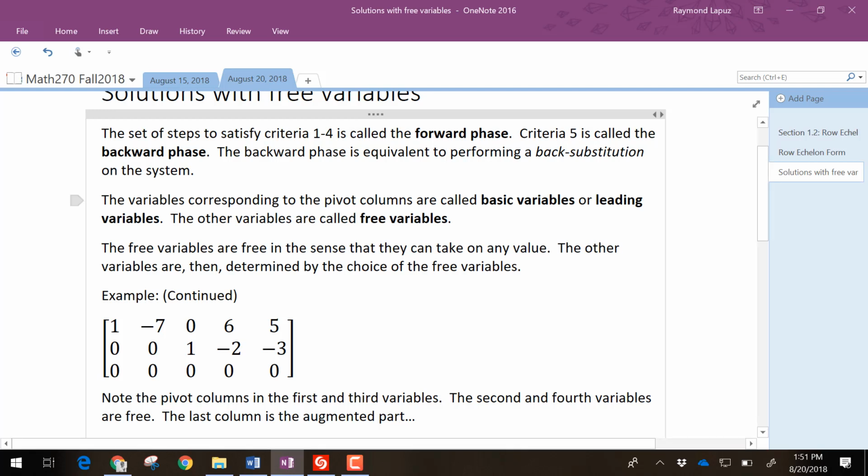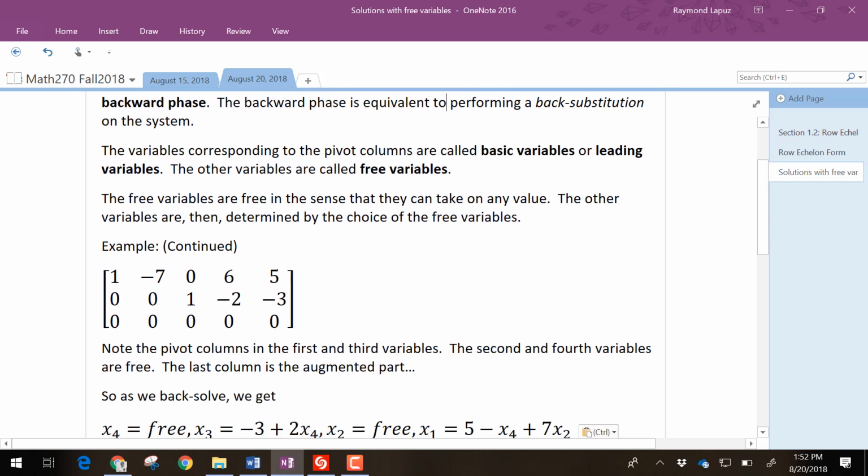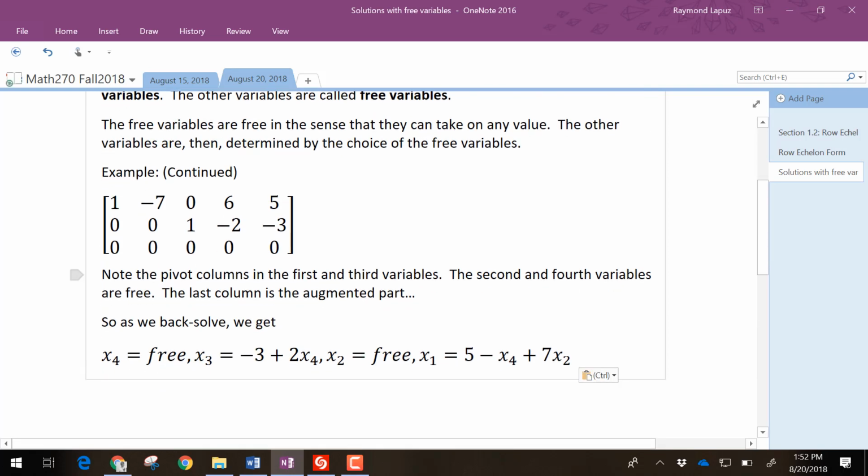Variables corresponding to the pivot columns are called basic variables or regular variables or leading variables. And the variables that are in the non-pivot columns are called free variables. Free variables are free in the sense that they can take on any value that we want. Other variables are then determined by the choice of your free variables. You can only choose the free variables to be whatever you want, and then you need to solve for the other variables. You can't randomly assign different numbers for the regular variables because you're not necessarily going to get a solution that would work.